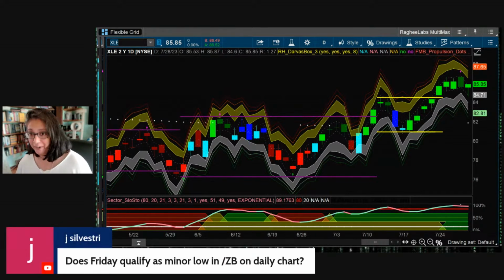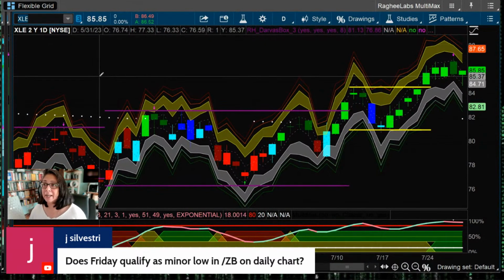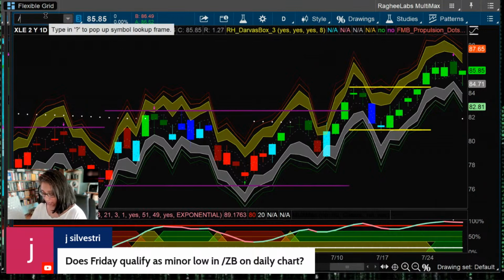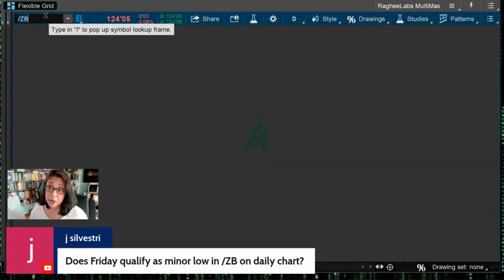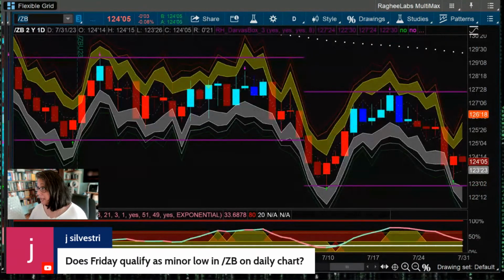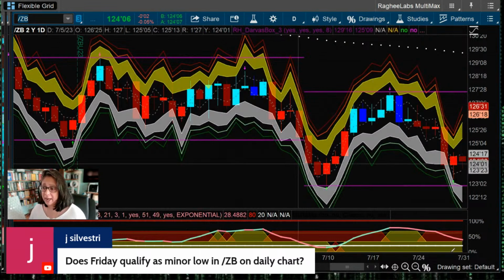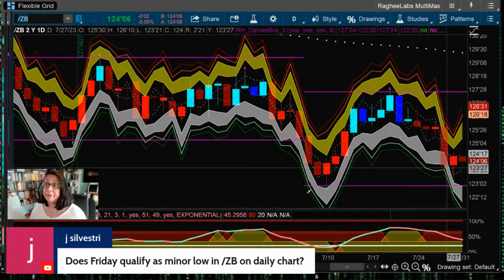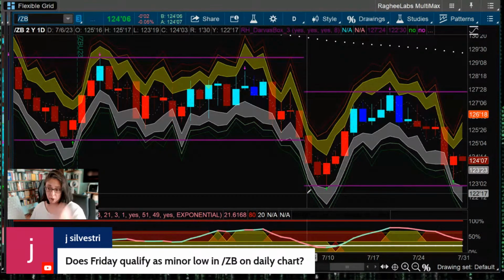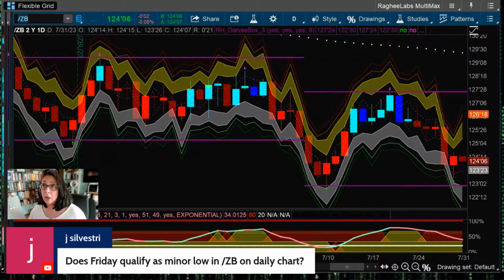All right. First question for the morning comes from Jay, who asks, does Friday qualify as a minor low on the ZB? So the ZB is the 30-year. Does Friday qualify as a minor low? And the answer is yes. Right, so we have the lower low. By the way, a lower low really close to the previous lower low.